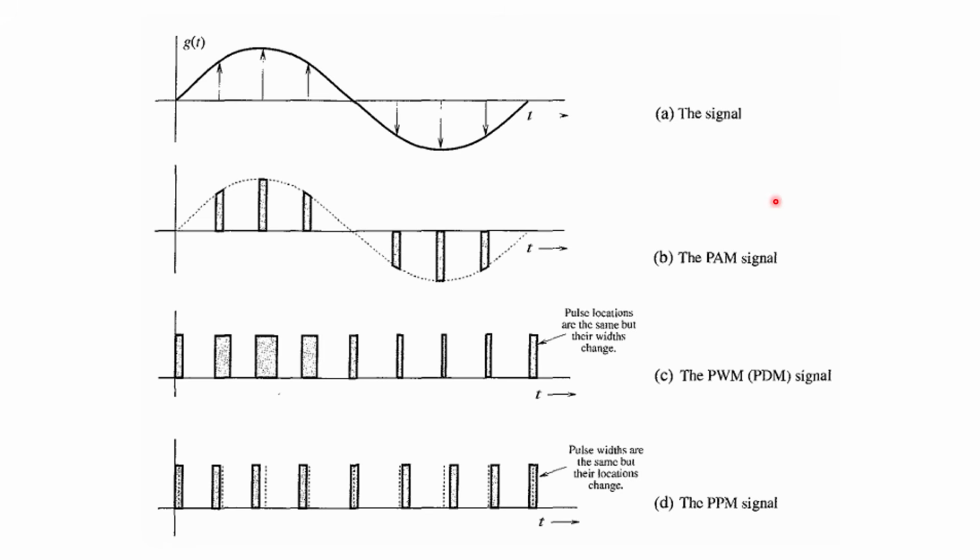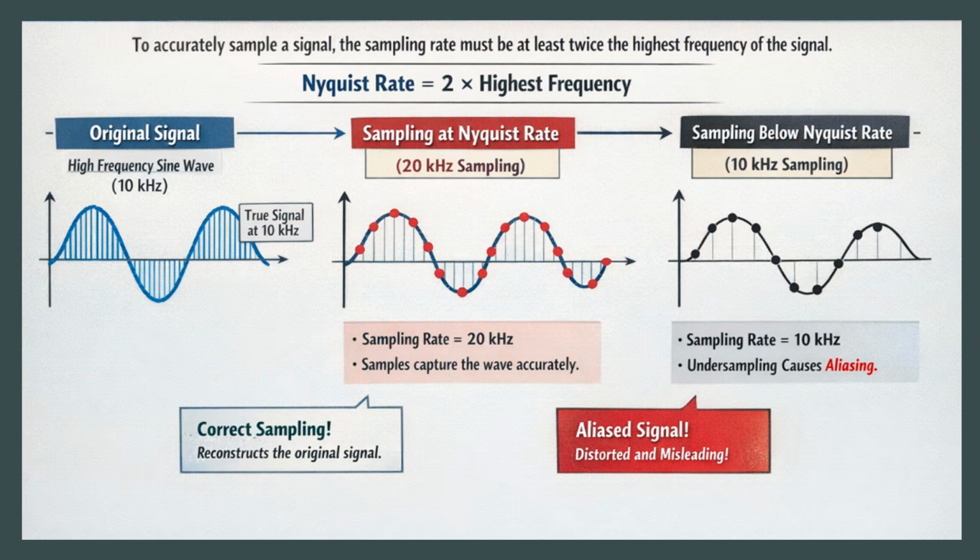Here is the summary. The message signal is here. Here PAM is there. PAM means this pulse train, right? Only check the pulse train. And here the PWM is here and PPM is here, right? I hope you got it. Okay, so now we'll start the digital modulation.